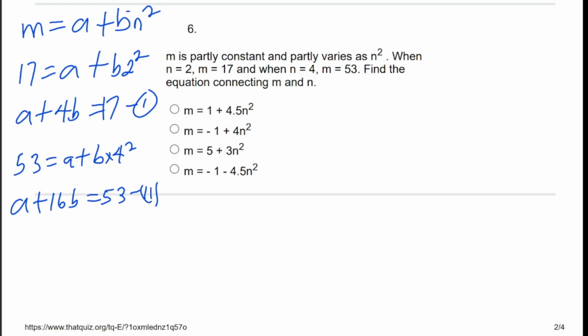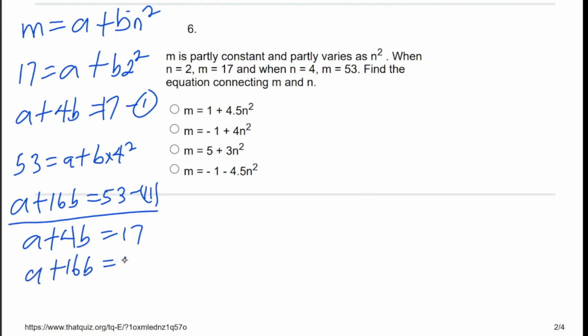So we can bring the two equations together. That means we're going to have a plus 4b equals 17, and then a plus 16b equals 53. So this is another opportunity for you to solidify your understanding of simultaneous equations. So here we have two equations. We're going to solve them simultaneously.